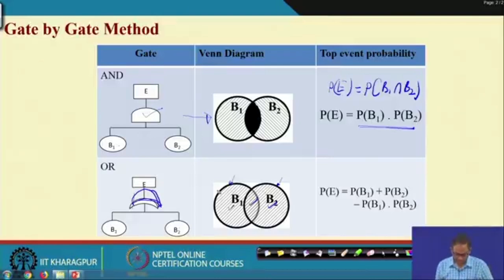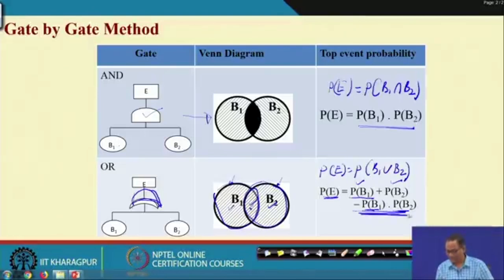So then what is P(B1)? P(B1) is the first circle. So probability of E equals probability of B1 union B2. This union means the total. This equals probability of B1 for this portion, and probability of B2 again this portion. So by adding probability of B1 and probability of B2, you are adding this overlap portion twice. What is this overlap portion? That is the joint probability, the intersection of B1 and B2. So one subtraction is required. That is P(B1) plus P(B2) minus P(B1 and B2). If it is an OR gate, you will use this formula.